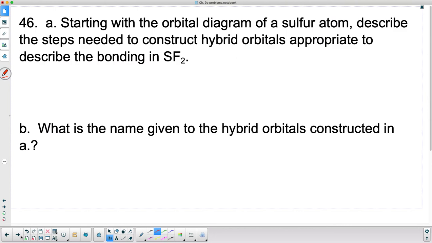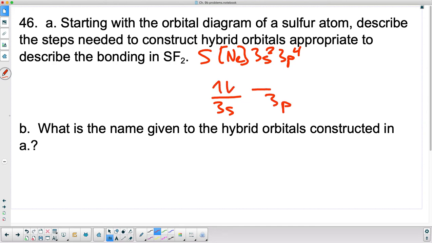46A, starting with an orbital diagram of sulfur atom, describe what steps are needed to construct the hybrid orbitals appropriate to describe the bonding in SF2. Okay, well this isn't too bad. First of all, for sulfur, we have neon, 3s2, 3p4, like that. So when I draw an orbital diagram of 3s2, I get this. Of 3p4, I get this. That means that I have spots here and here to bond with my F.